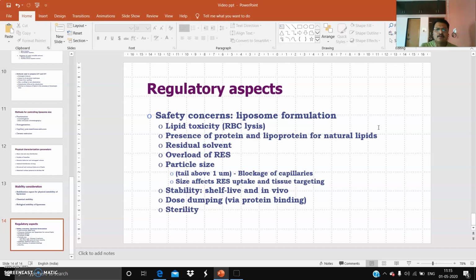With this, the preparation of liposomes and its evaluation properties of liposomes we have discussed.